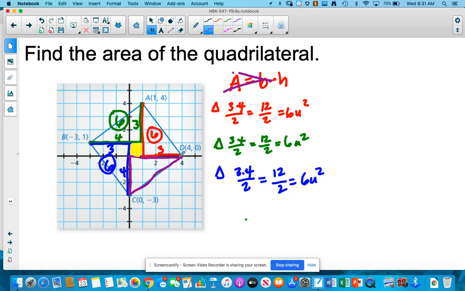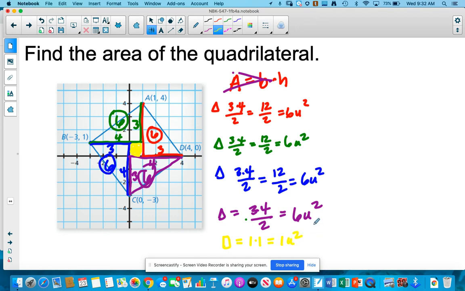Now let's check out our purple triangle. What do we think it's going to be? A 3 by 4, right? So purple triangle is 3 times 4 divided by 2, which is also 6 units squared. Okay, so I've covered that entire area except for this yellow one. So my yellow square is a 1 by 1, which is 1 unit squared.